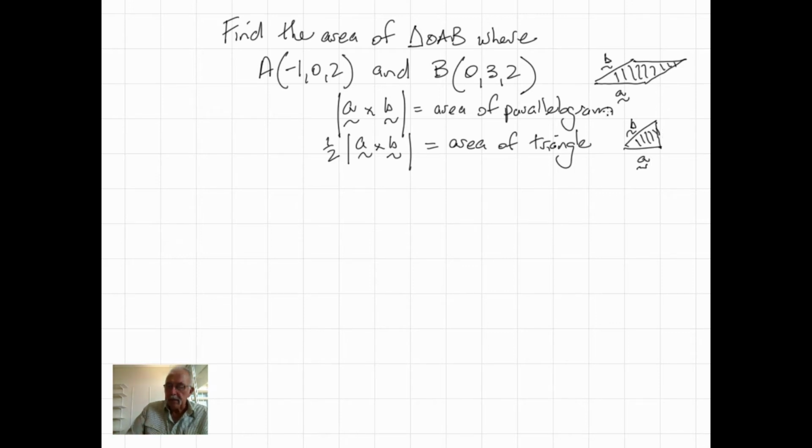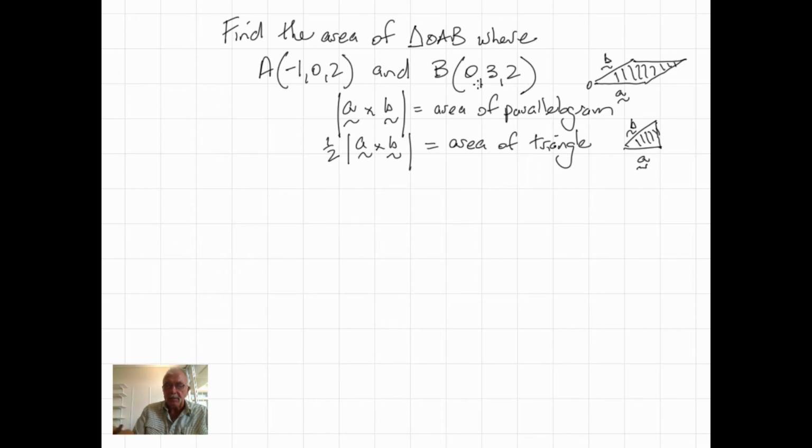So here is my point O. And so we've got to actually think that when we want area, we're thinking of the cross product. If we want a triangle, we put a half outside. If we want a parallelogram, we put A cross B.